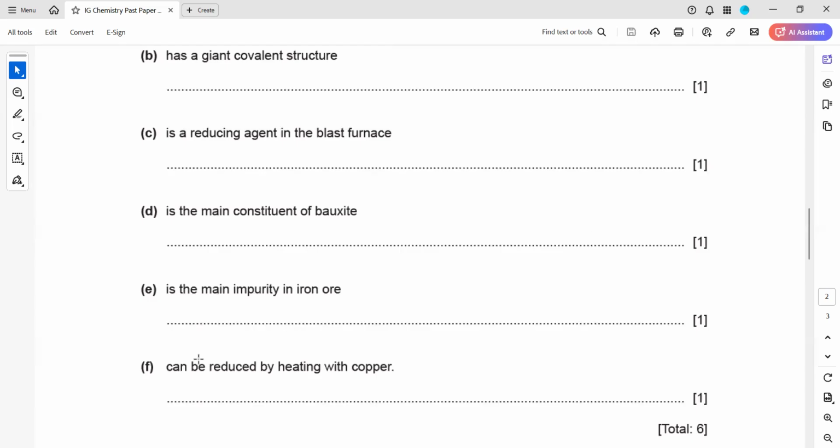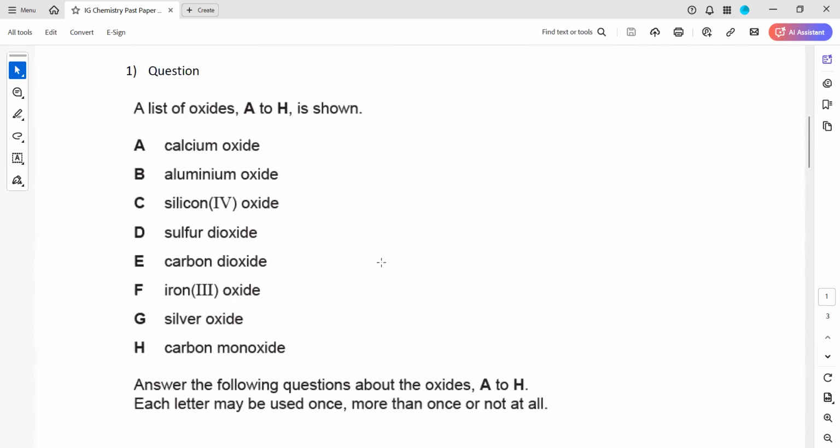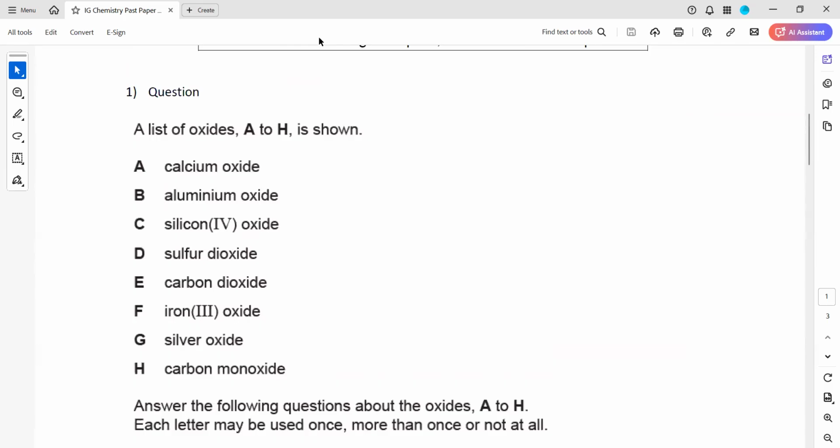Is a main impurity. The next is can be reduced by heating with copper. Silver oxide. Yes, because what will happen? The metal should be less reactive than copper. If copper reacts with that metal oxide, copper can displace the metal. If a more reactive metal is attached to oxygen, then this reaction will not occur. This will only occur if a less reactive metal is attached to oxygen. Then the copper can remove the oxygen, removing the metal from the oxide.